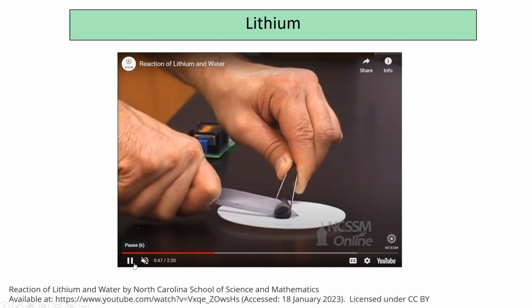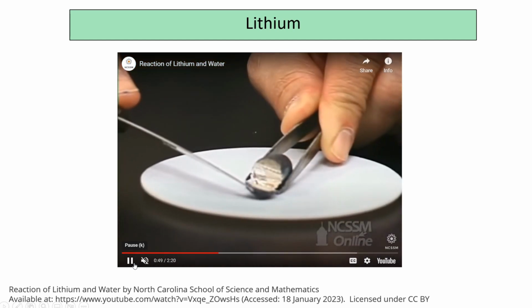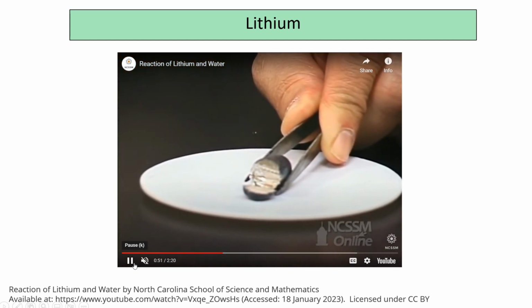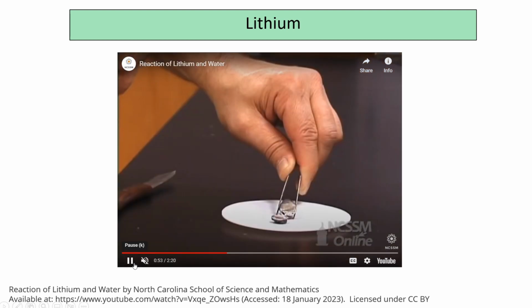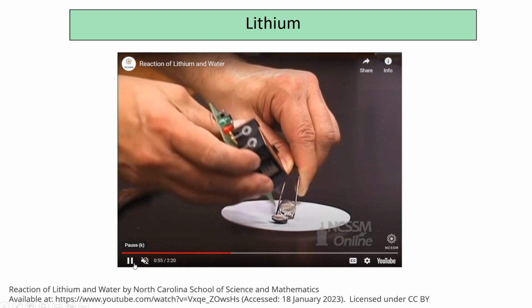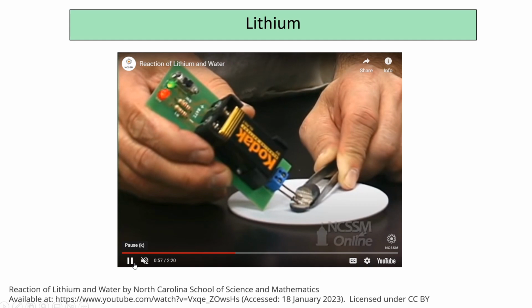Lithium can be cut with a knife. It is a very soft metal, and you'll notice on the inside that the lithium is very shiny. With this, you can see that lithium is a typical metal and conducts electricity.